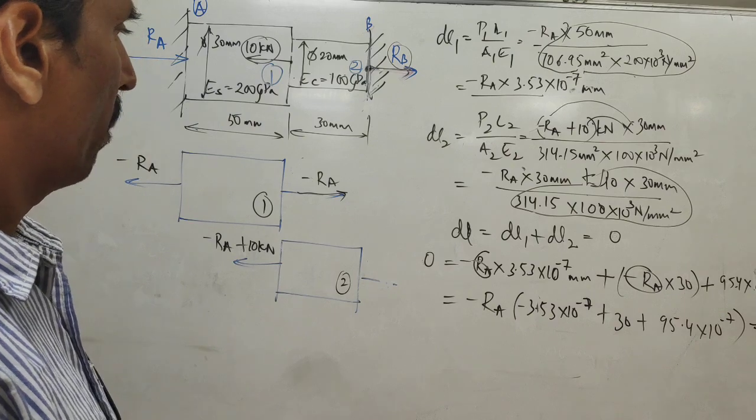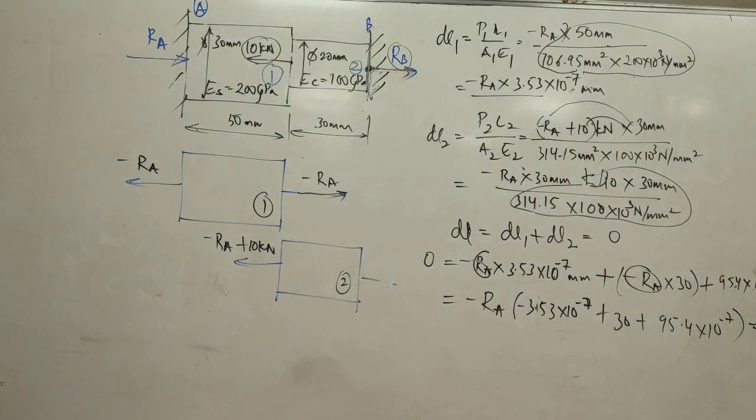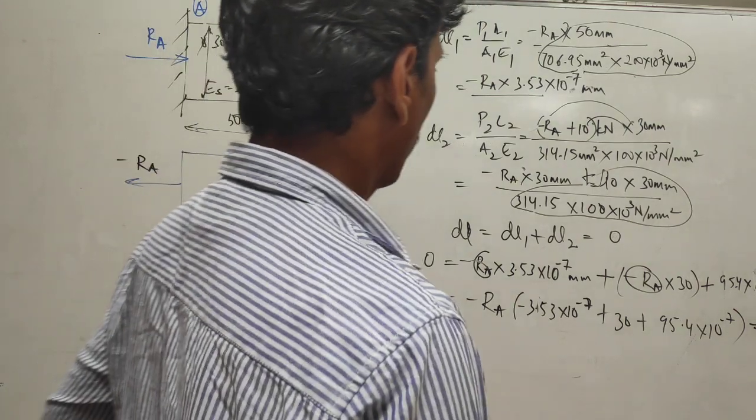Somewhere I gone wrong, I think. Sir, minus RA, your value is 30.